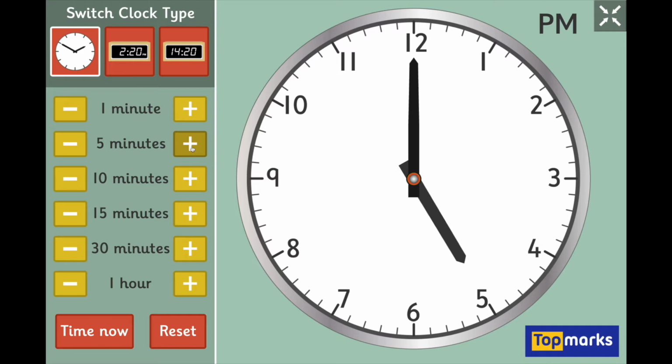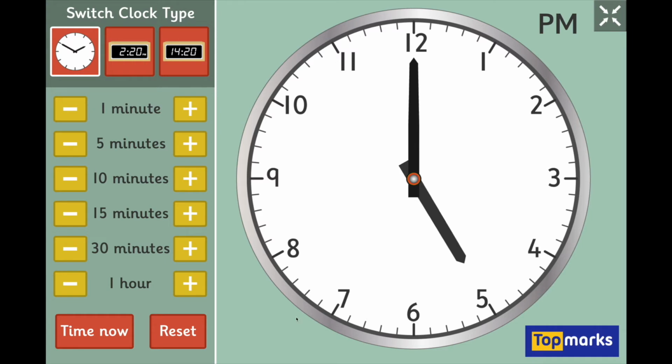Okay, so today we are going to focus on o'clock times, which you know well, and half-past times. Then next week we will move on to some harder ones. So now it is 5 o'clock. We know this because the big minute hand is pointing to 12 and the little hour hand is pointing to 5. Let's make it 6 o'clock.